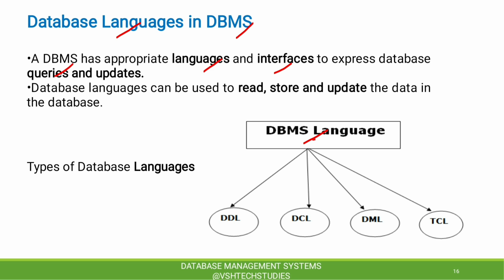So DBMS languages are the collection of commands, and there are 4 different collections of commands and they are given 4 different names. So the first type of DBMS language is DDL, data definition language. It is one set of commands. Another set is DCL, that is data control language. The third one is data manipulation language. Fourth one is transaction control language.